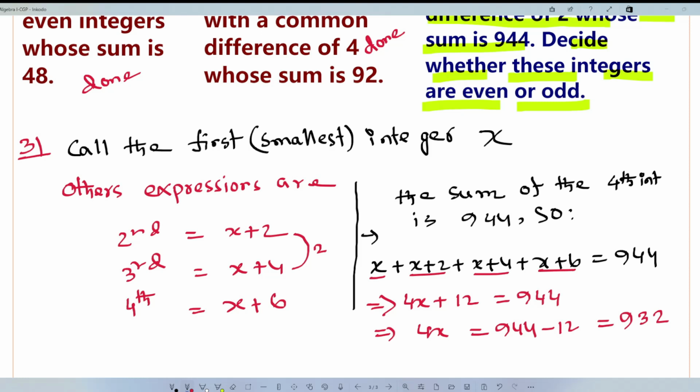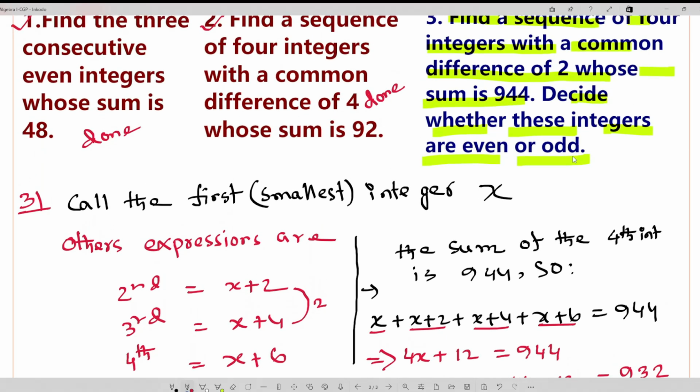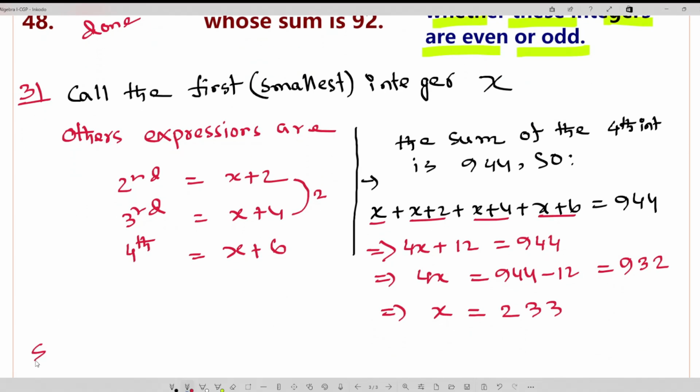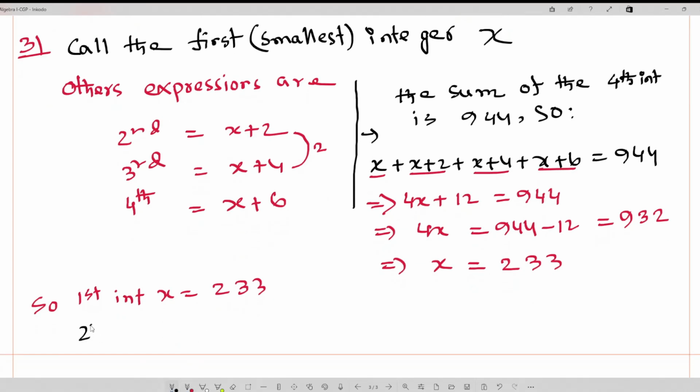Now if we divide both sides by 4, it will become x equals 233, right? So our smallest number is x, the first integer, x equals 233. Second integer x plus 2, it means 233 plus 2 equals 235.